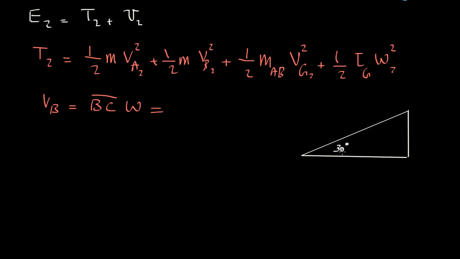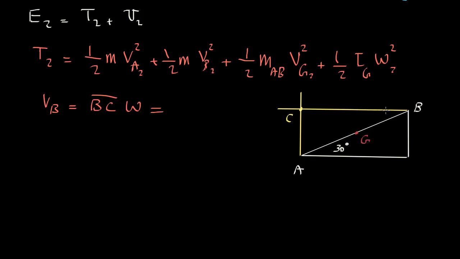30 degrees. This is A, this is B, and the center of rotation, again, we have to draw the normal from here and also the normal from here. So this would be the instantaneous center of rotation. And G would be here somewhere on AB in the middle, so that's G.